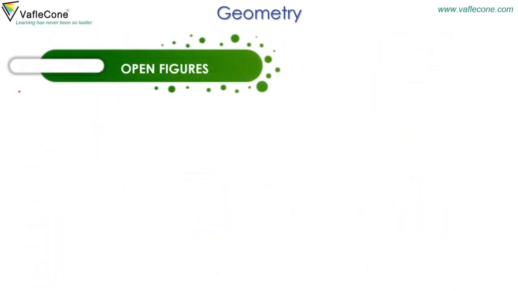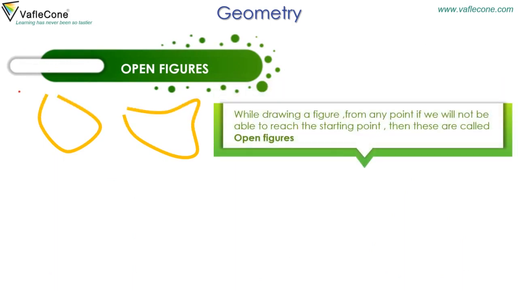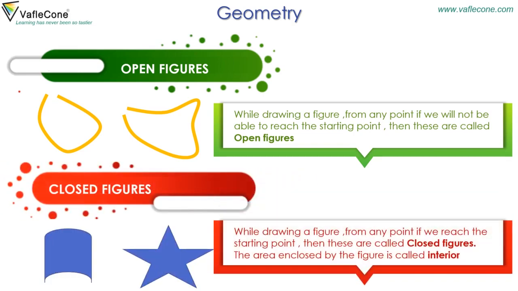Open figures. While drawing a figure from any point, if we are not able to reach the starting point, then these are called open figures. Closed figures. While drawing a figure from any point, if we reach the starting point, then these are called closed figures. The area enclosed by the figure is called interior.